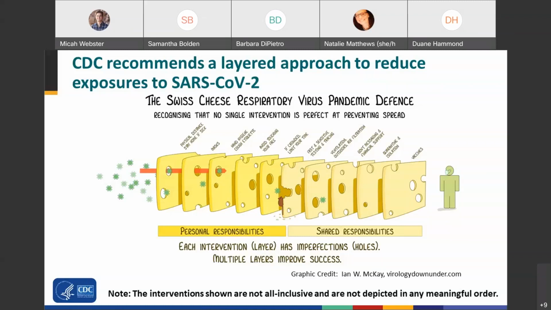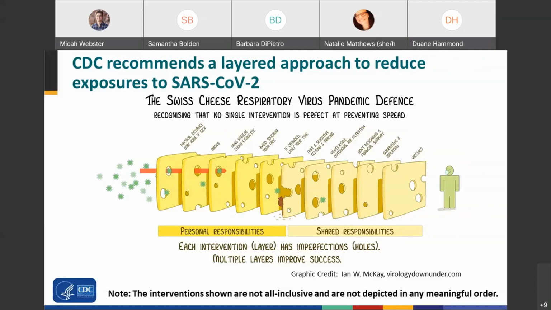So CDC recommends a layered approach to reducing exposures to the SARS-CoV-2 virus, the virus that causes COVID-19. And this is a nice diagram. It's the kind of a Swiss cheese respiratory virus pandemic defense diagram. It really is intended to point out and recognize that no single intervention is perfect at preventing the spread of the disease by itself. And if you look to the Swiss cheese layers, each of them has limitations, advantages, disadvantages. But the more you can implement, the lower your risk will be if you layer different prevention methods.